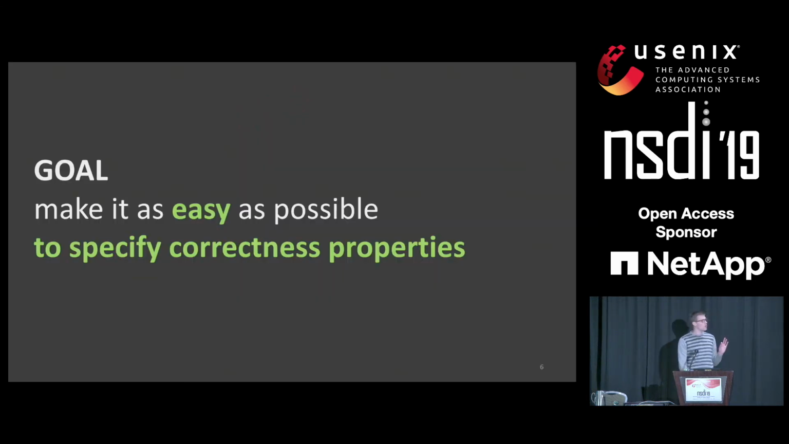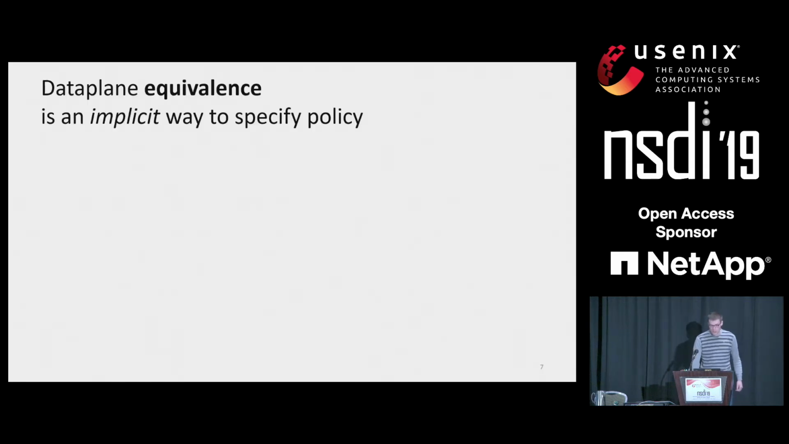So our goal is to make it as easy as possible to specify correctness properties. We do that by trying to find some implicit default correctness properties which must always hold in order to deem a network correct. So we claim that dataplane equivalence is an implicit way to specify policy. Let me illustrate with the following example.